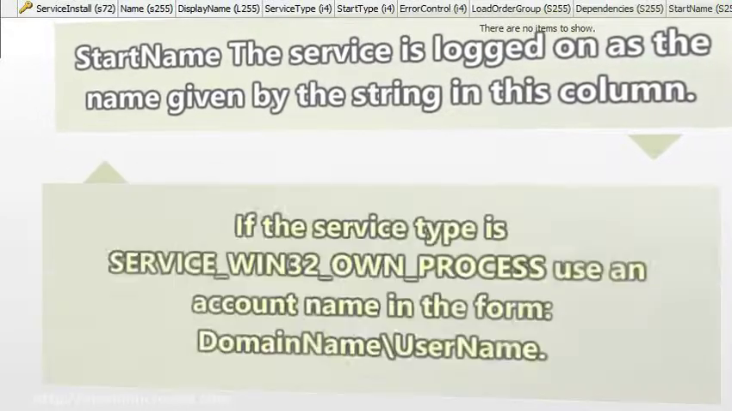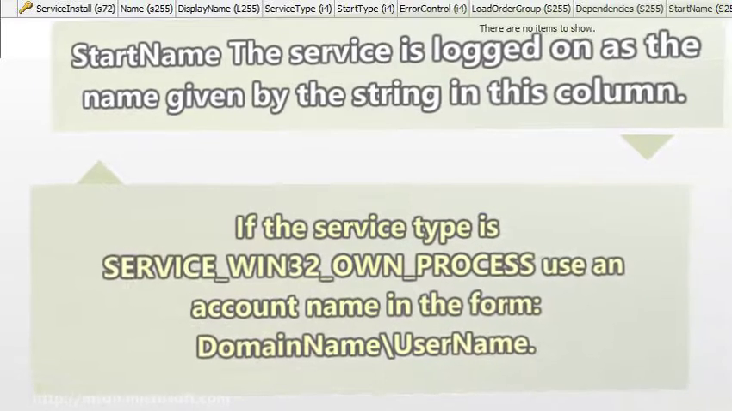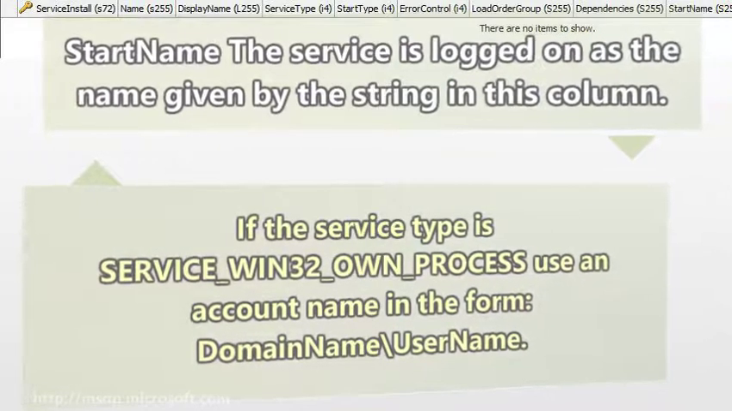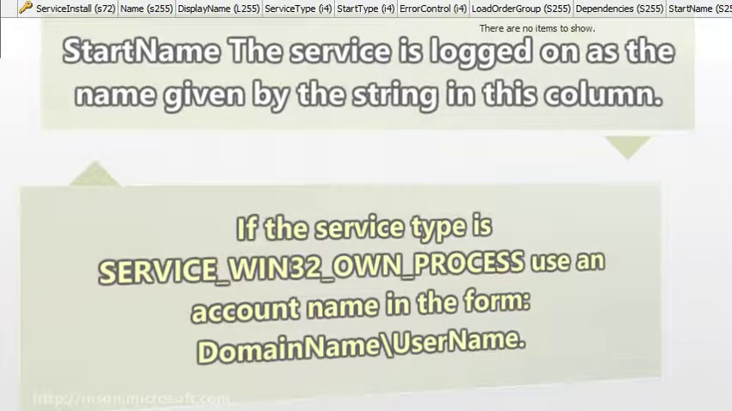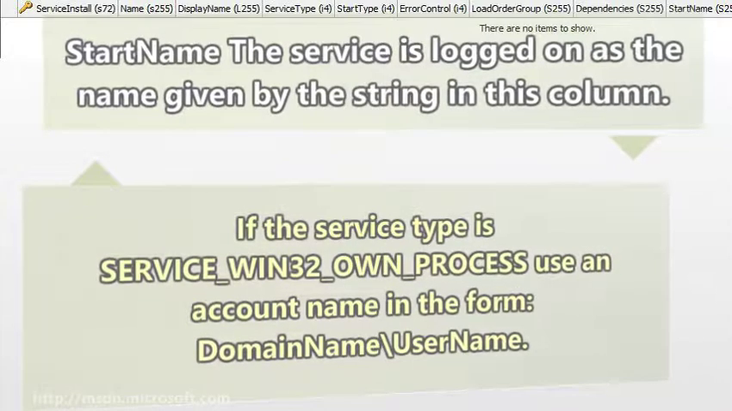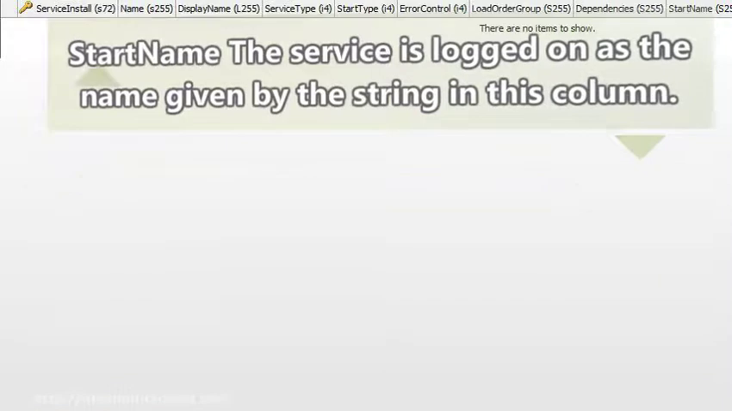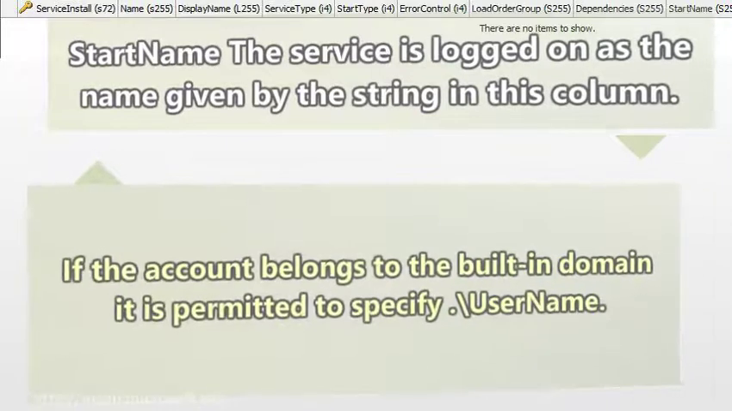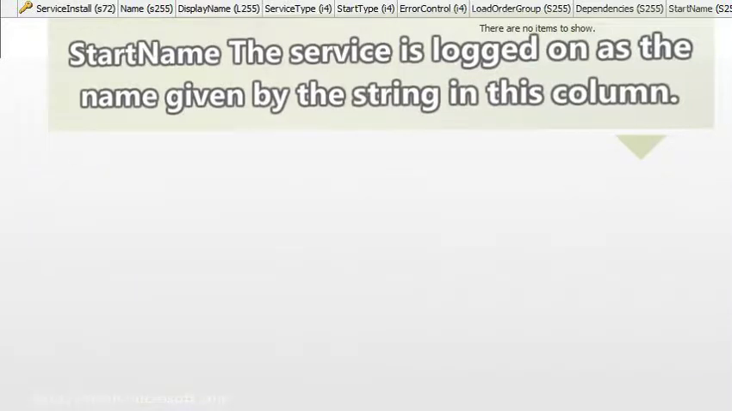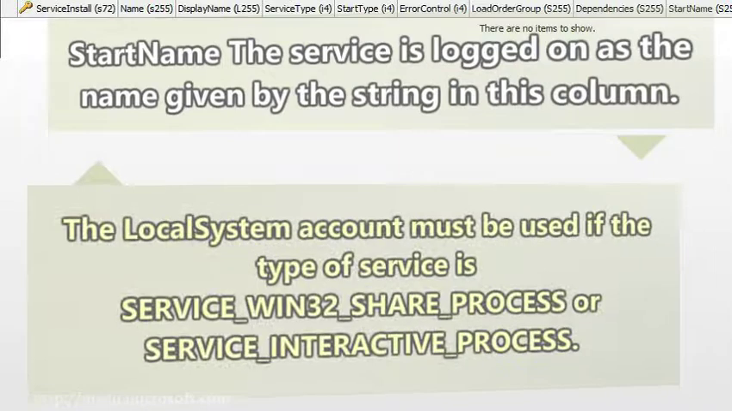If the service type is SERVICE_WIN32_OWN_PROCESS, use an account name in the form DomainName\UserName. If the account belongs to the built-in domain, it is permitted to specify .\UserName. The LocalSystem account must be used if the type of service is SERVICE_WIN32_SHARE_PROCESS or SERVICE_INTERACTIVE_PROCESS.